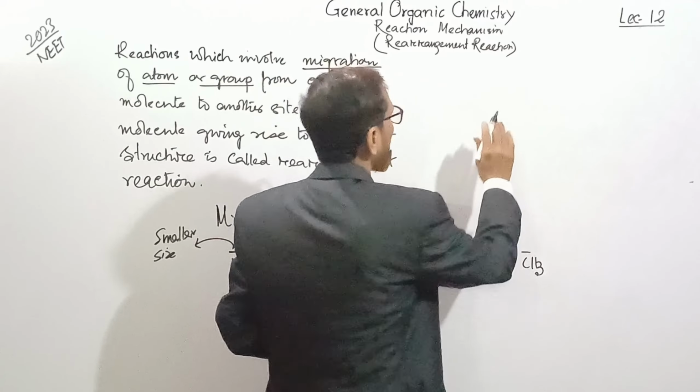Very often you will come across a shift or migration in a reaction, and you may not understand how this occurs. So number one, hydride shift. It means a shift of hydrogen with its bond. It's called hydride, not proton H plus. It is with the bond, hydride.